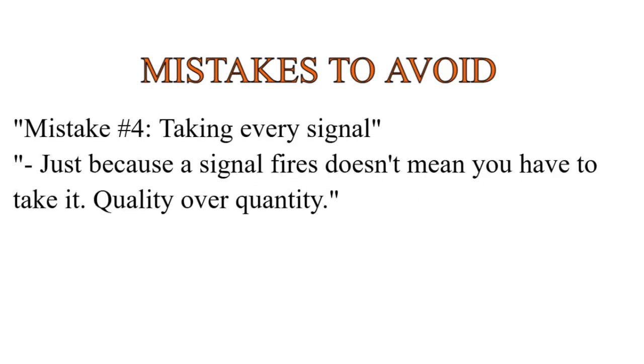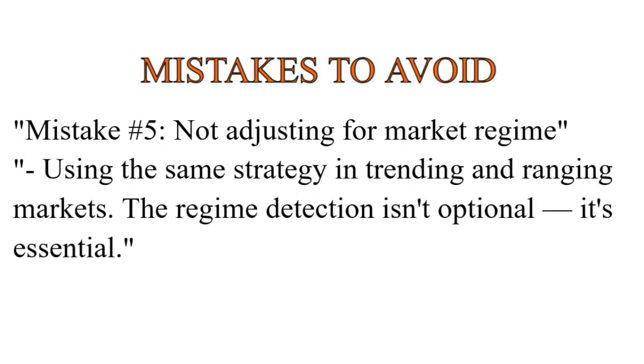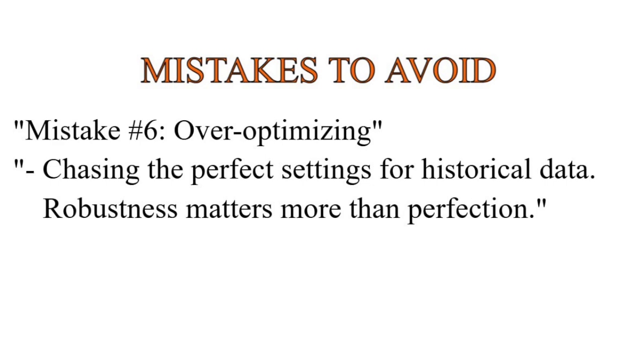Mistake number 4, taking every signal. Just because a signal fires doesn't mean you have to take it. Quality over quantity. Mistake number 5, not adjusting for market regime. Using the same strategy in trending and ranging markets. The regime detection isn't optional, it's essential. Mistake number 6, over-optimizing. Chasing the perfect settings for historical data. Robustness matters more than perfection.